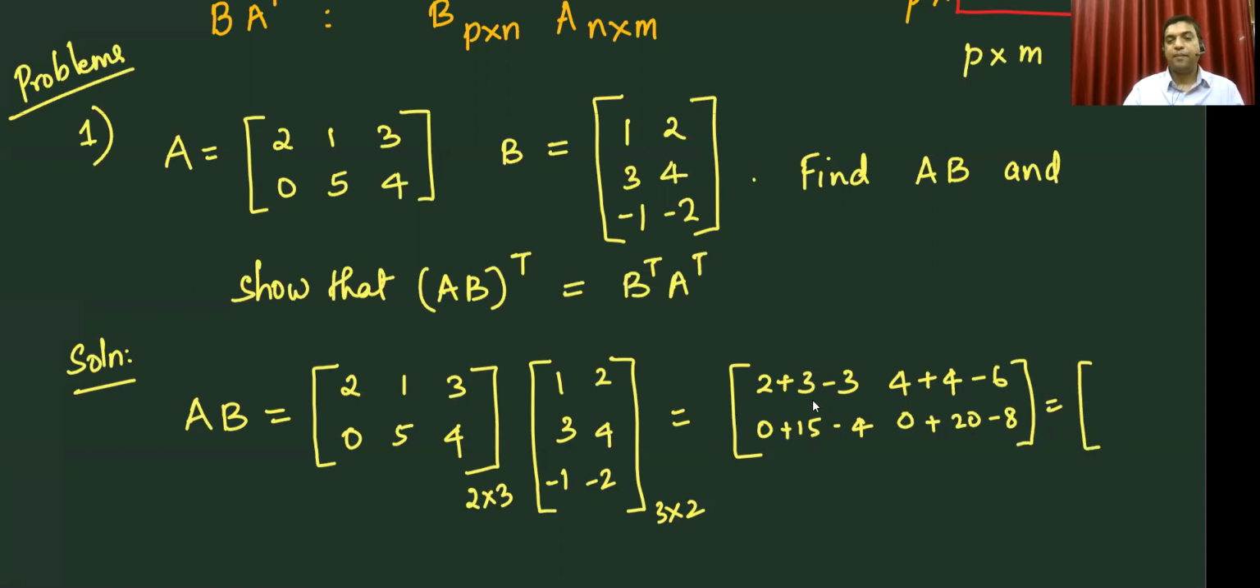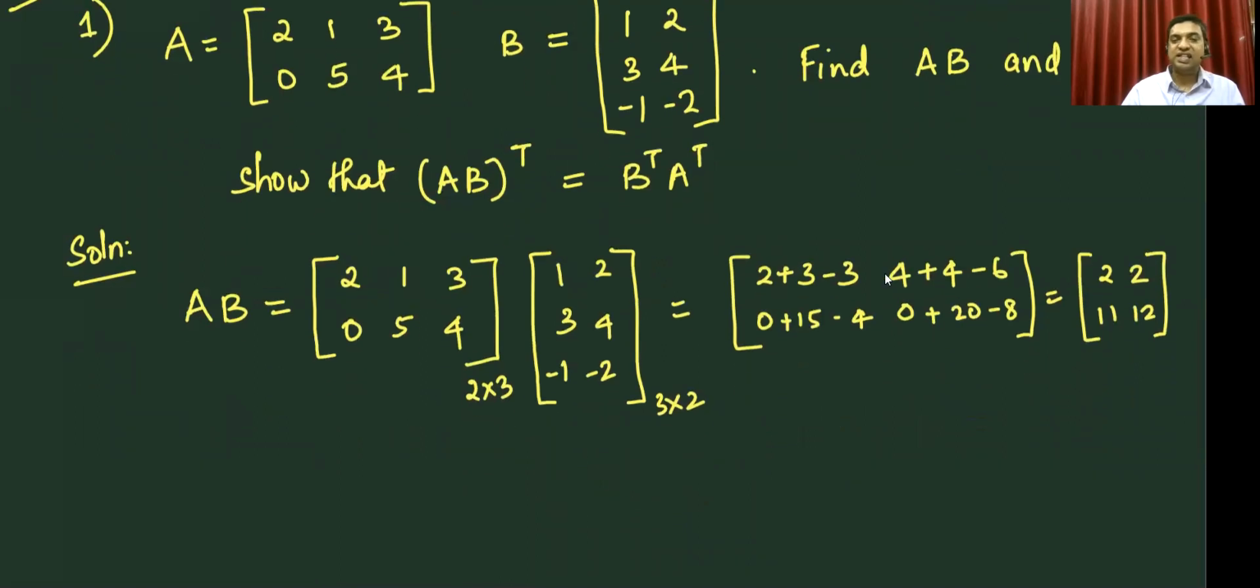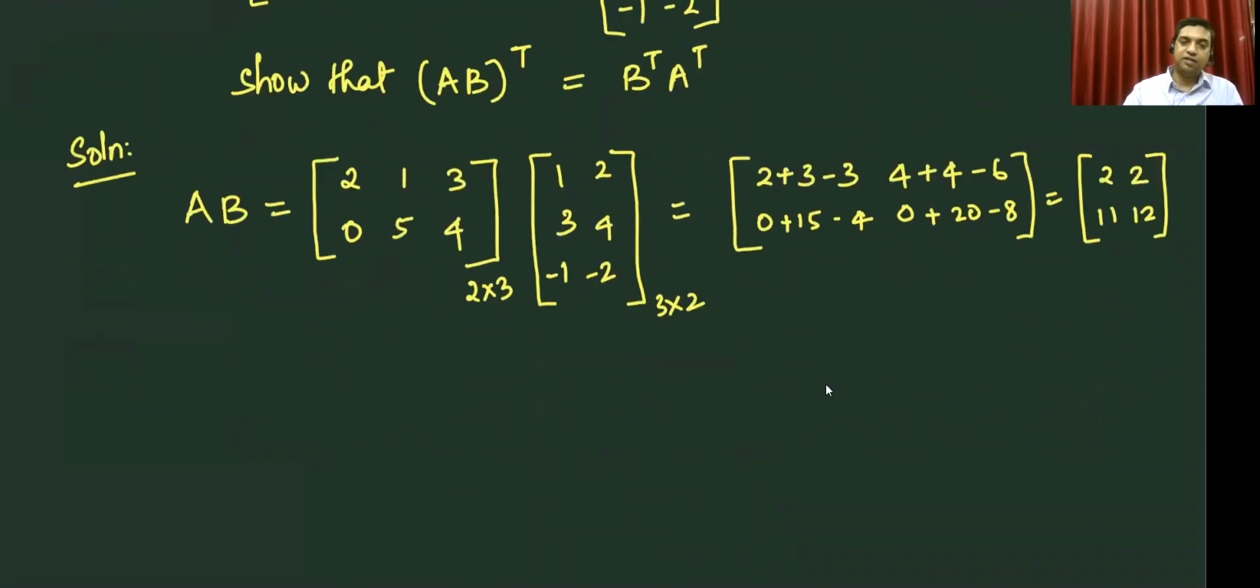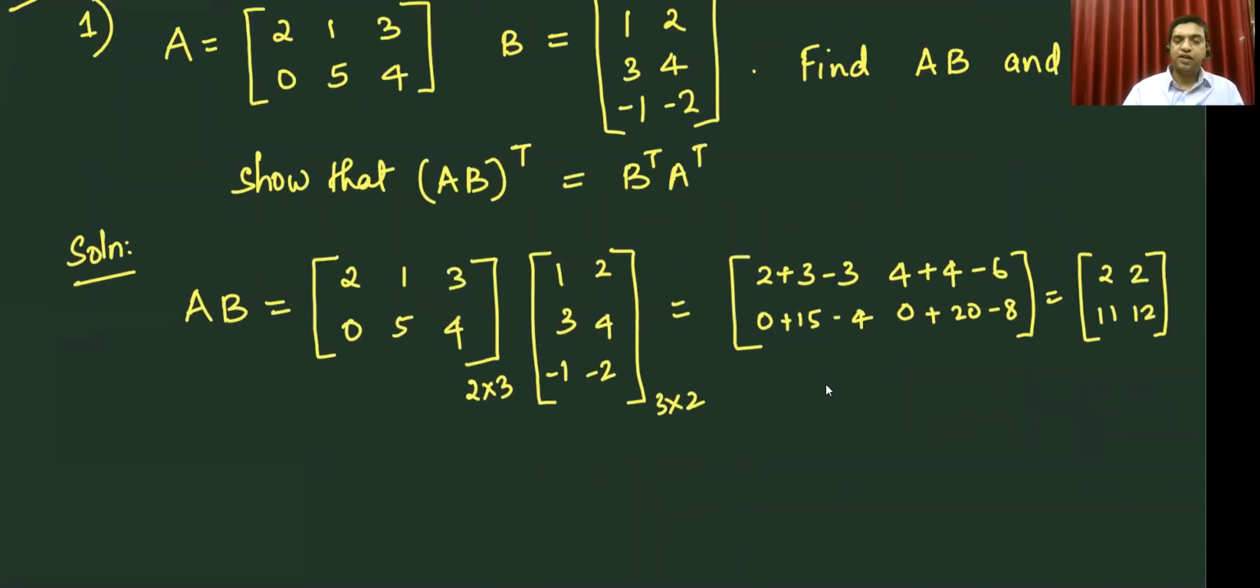So we get 2. 4 plus 4, 8 minus 6, 2. Then 15 minus 4, 11. 20 minus 8 is 12. Now this is AB. Now let us find A transpose and B transpose.